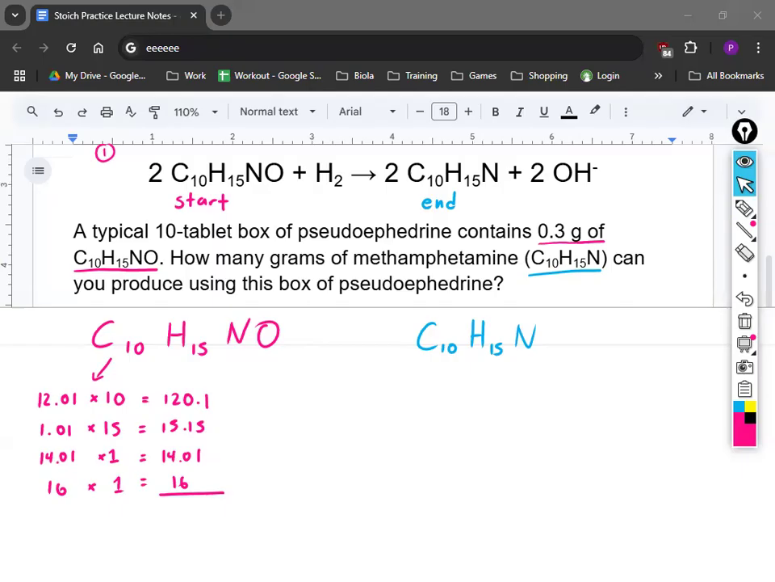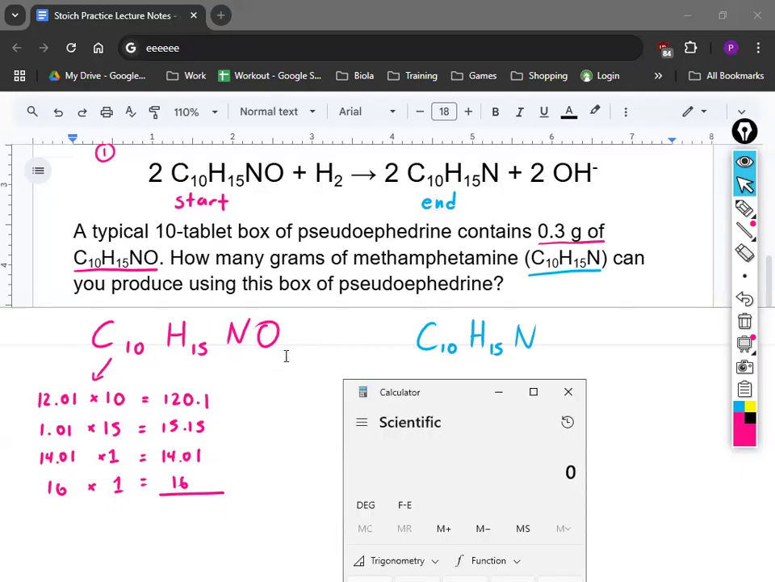Okay, and I got all these numbers from the periodic table, and I just multiplied it by how many of each element there is in the molecule. Okay, so 120.1 plus 15.15 plus 14.01 plus 16. Pseudoephedrine, the allergy medicine, is going to have a molar mass of 165.26, and make sure to label it G equals 1 mole.